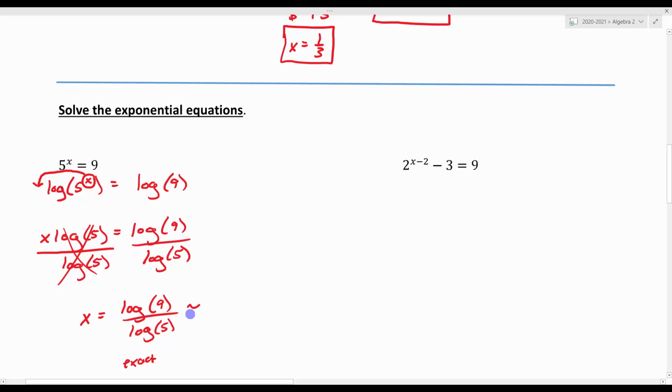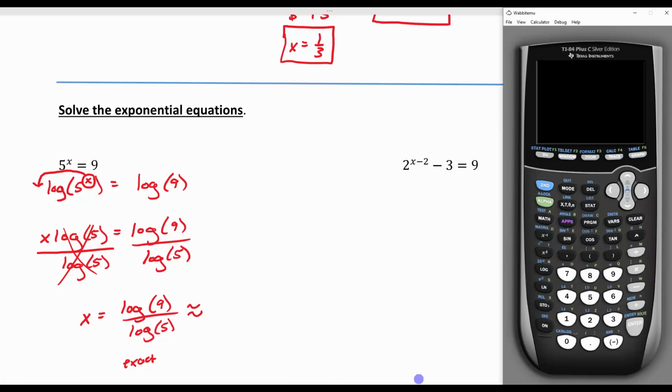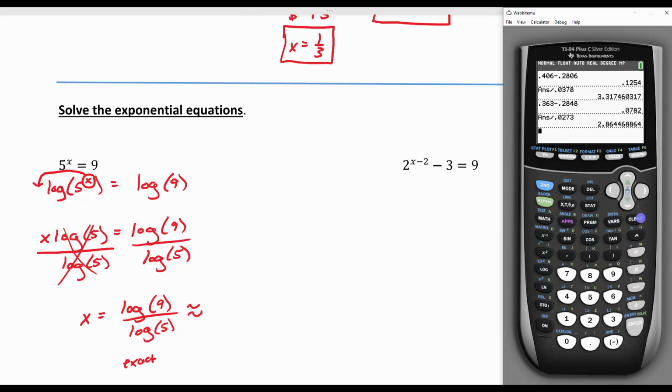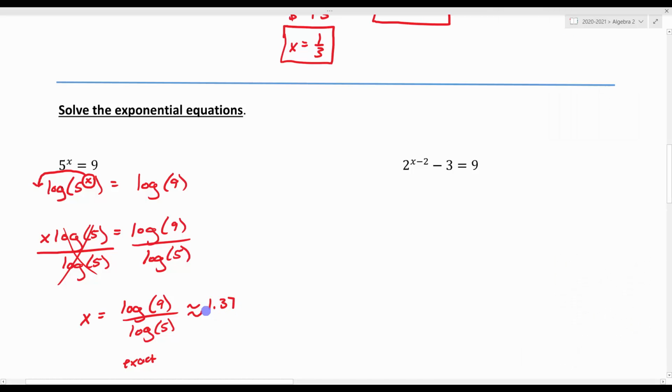Okay? In My Open Math, they're also going to want you to find the approximate answer. And this is where we're going to want to grab our calculator. And we're going to type in that expression that we found for the exact answer. So since I used the base 10 log, I can simply use the log button on the front face of the calculator, and I can say the log of 9 divided by the log of 5. And there's our approximate answer, and I'm going to say that is 1.37. So this is my decimal approximation. This is my exact answer.